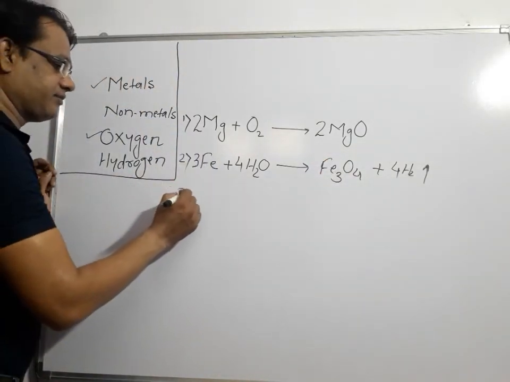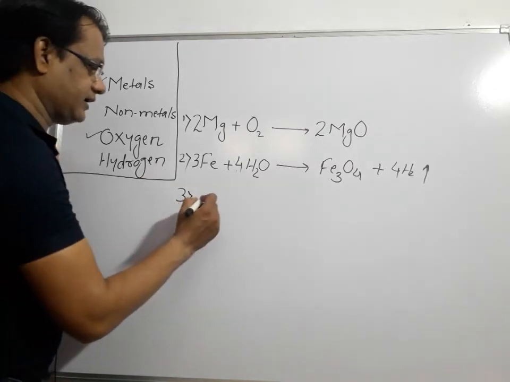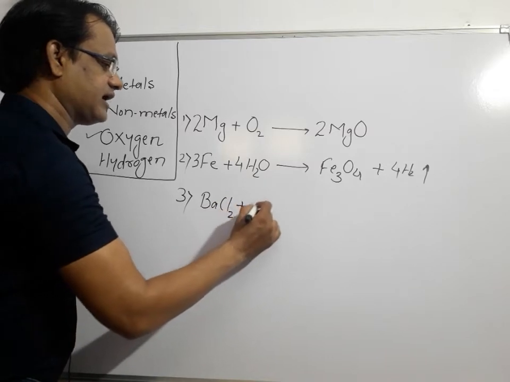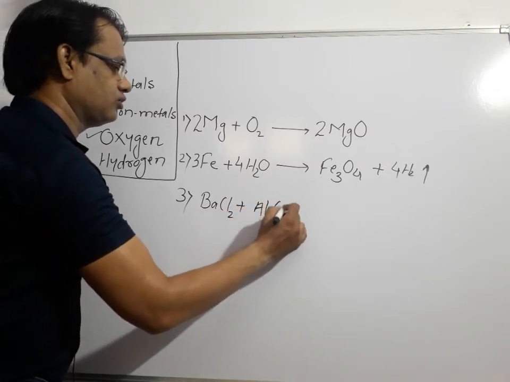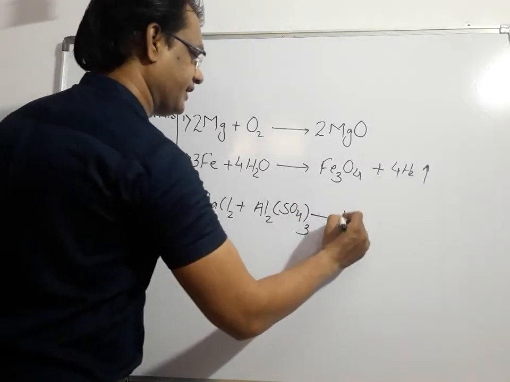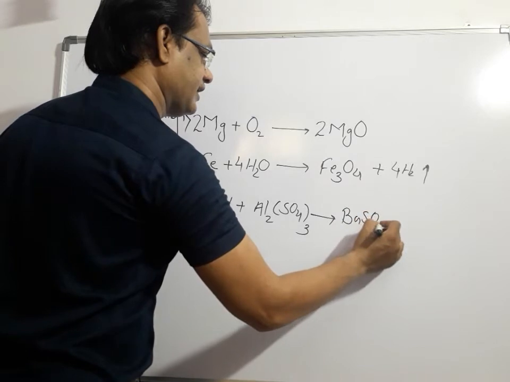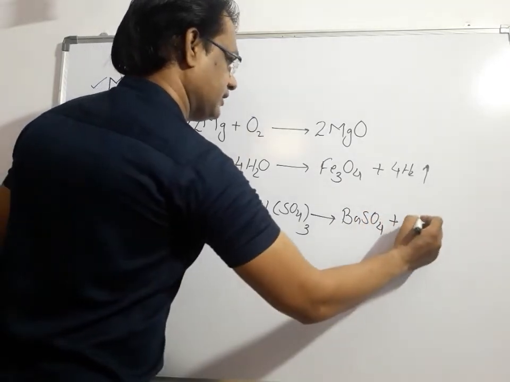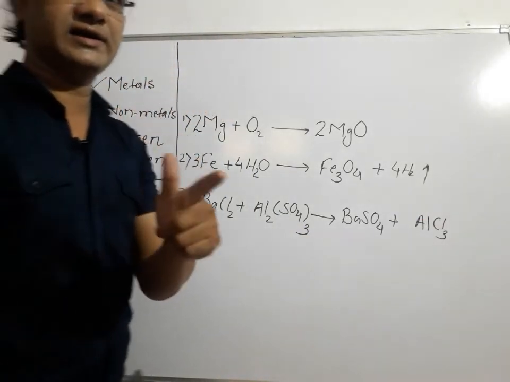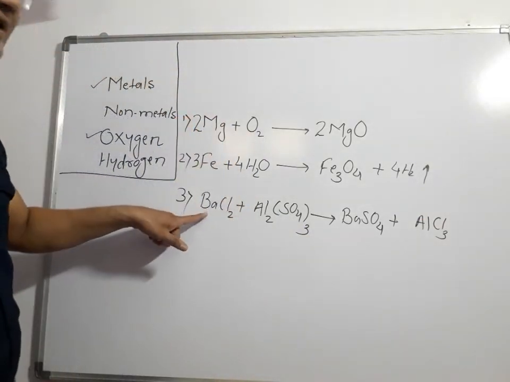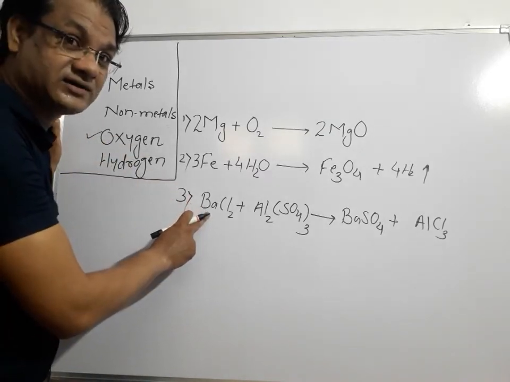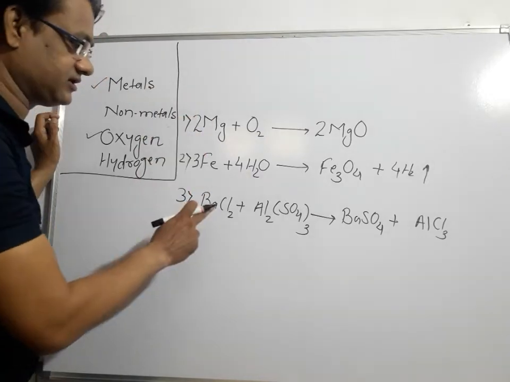Now we'll take the third example. That is a reaction between barium chloride plus aluminum sulfate, that is Al2(SO4)3. It gives barium sulfate, that is BaSO4, plus AlCl3. Remember one point: in the last lecture, I think I pronounced it as beryllium. It's barium, not beryllium. So remember this one.